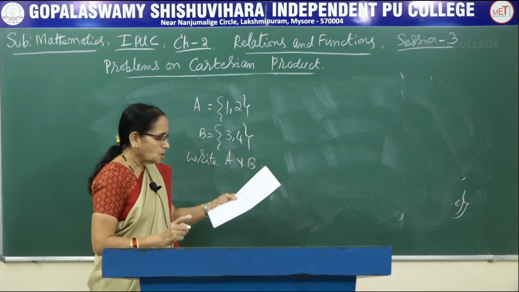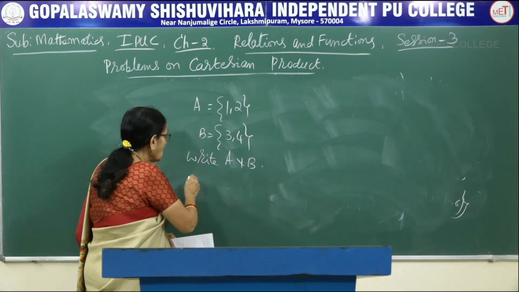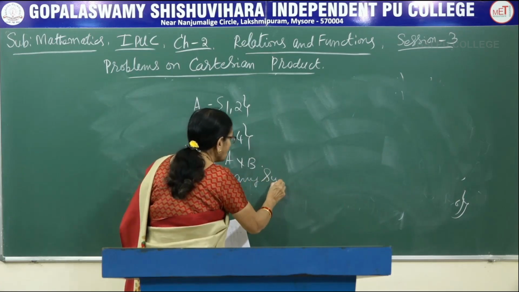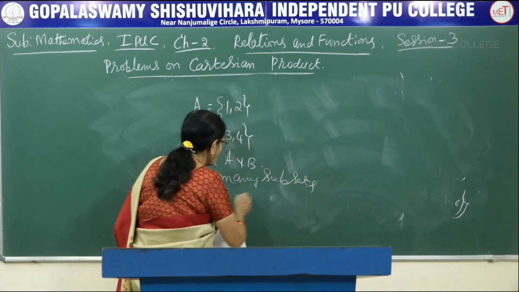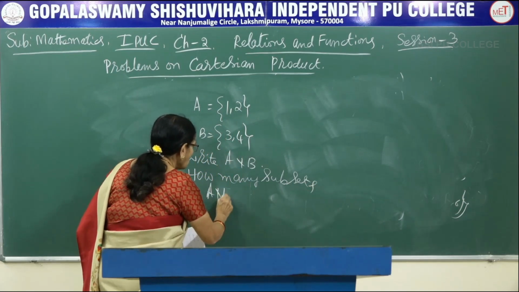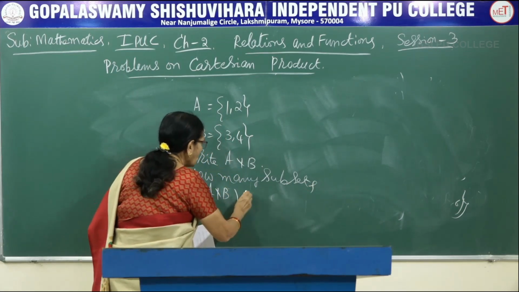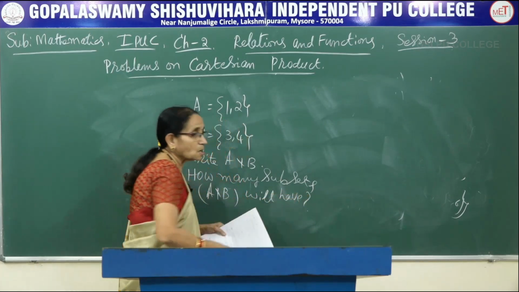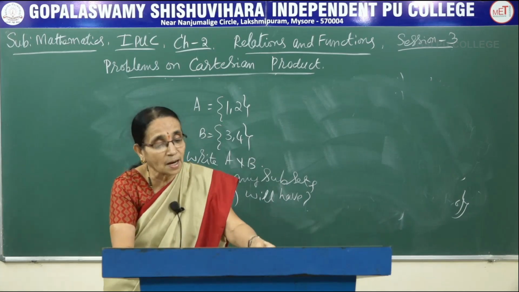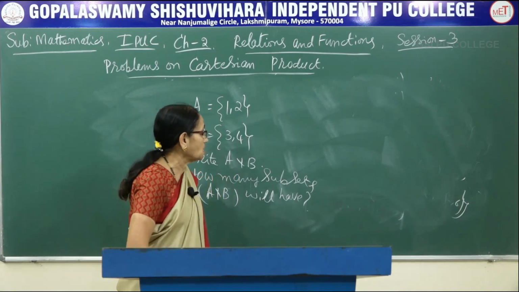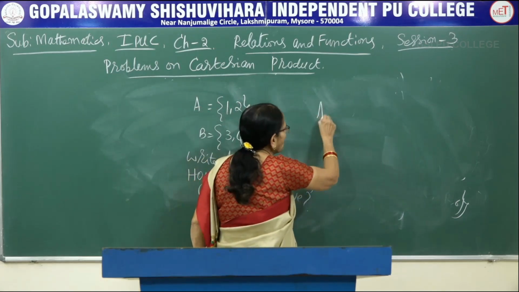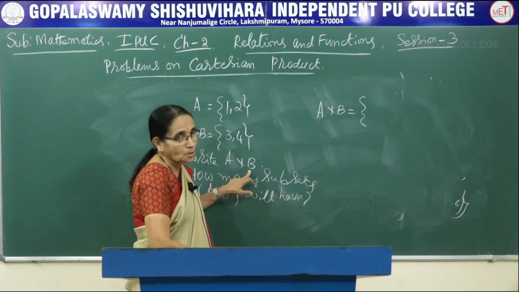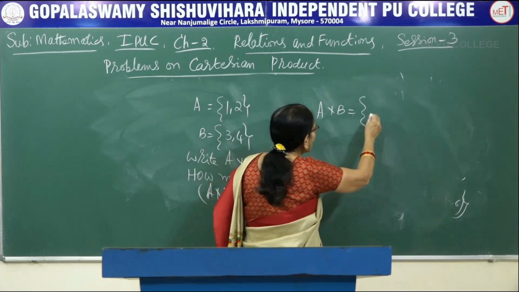Next, you have to find out how many subsets A cross B will have. So this is the question here. First we have to write A cross B to know the number of elements. Of course, without writing this also you can directly answer, but they have asked you to find out A cross B.